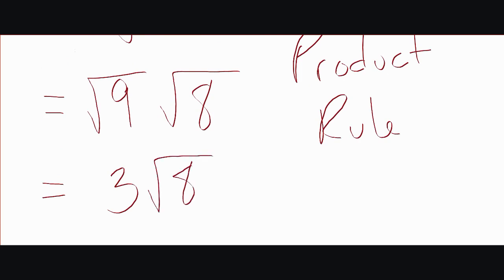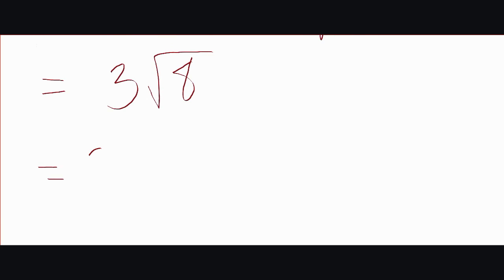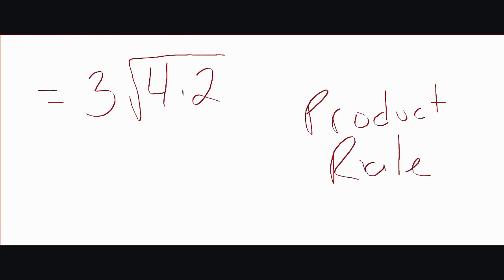And once again, we need to ask ourselves that question, is there a number, specifically a perfect square, that goes into 8? The answer to that is yes, right? We can write 8 as 4 times 2. So let's rewrite everything here. 3 times the square root of, instead of 8, we're going to do 4 times 2. Once again, I can use my product rule, which tells me that if I have a product inside of a radical, I can break that up into the product of two radicals. So this is equal to 3 times the square root of 4 times the square root of 2.